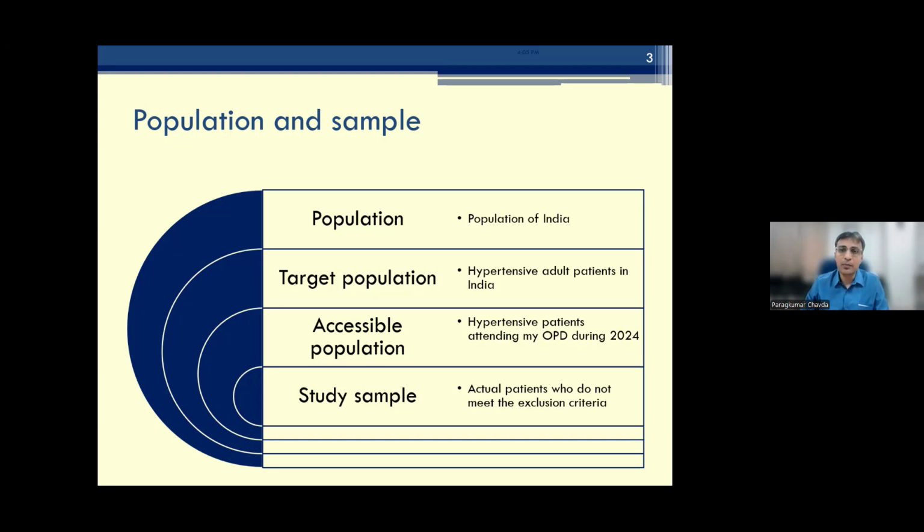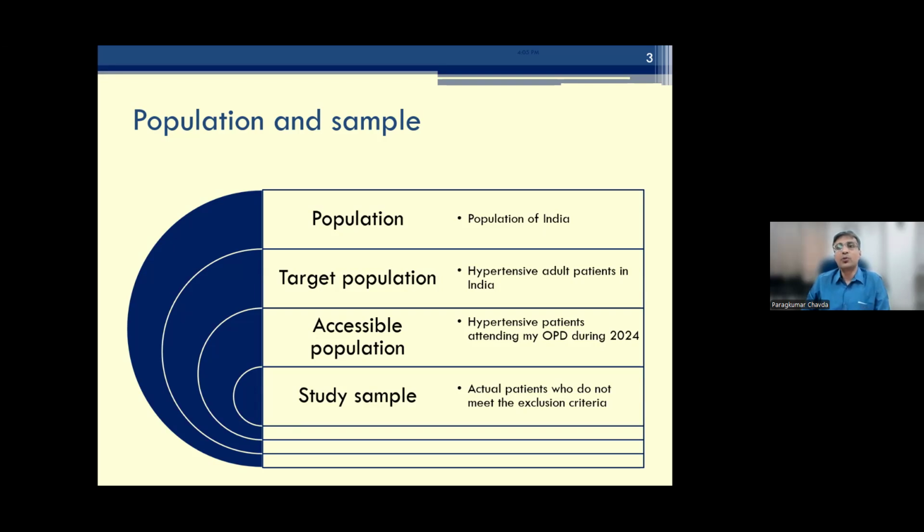Now, what is the target population? Target population is largely the group in whom we wish to generalize our research findings. For example, I might be an internal medicine physician or a PG student in internal medicine who is interested in adult hypertensive patients. So the target population is the population among whom my study findings would be generalizable.